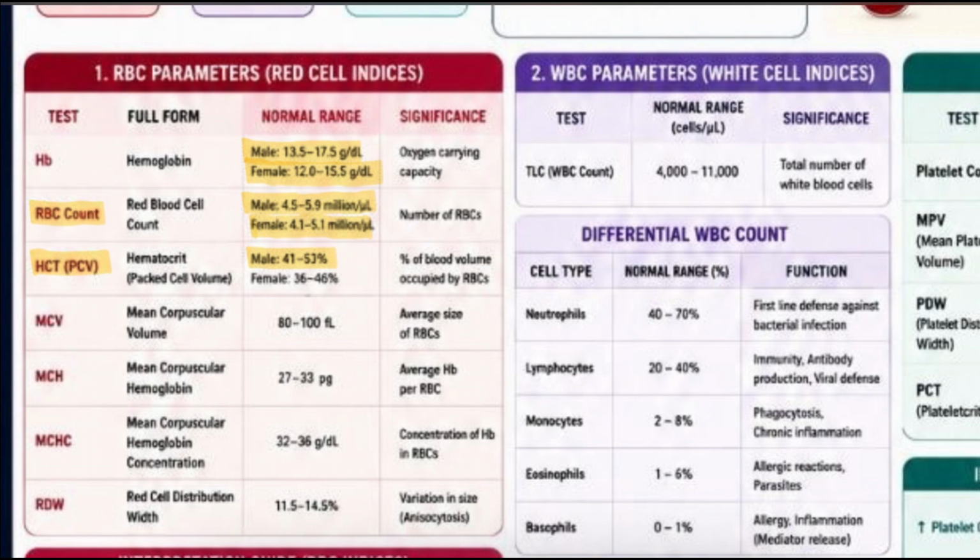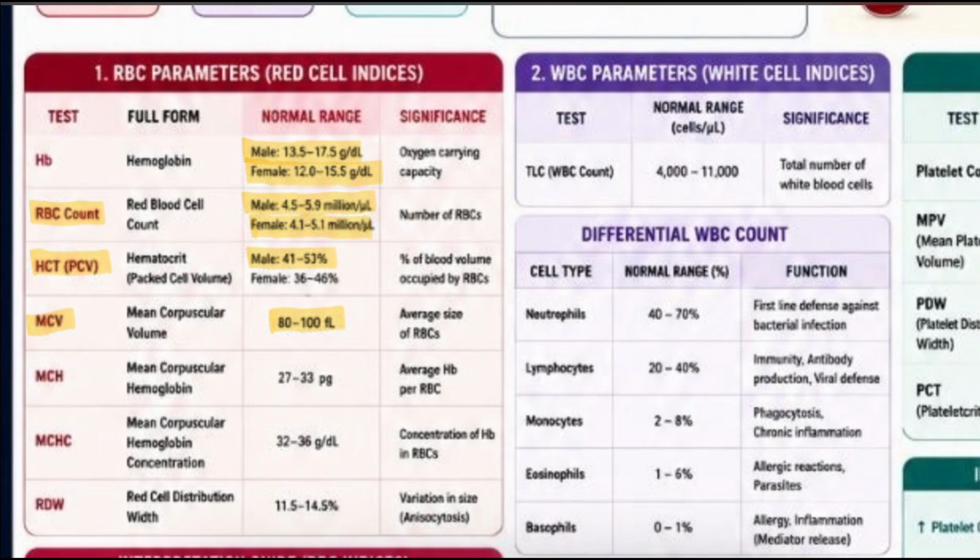So we can interpret it based on hematocrit: if it is reducing, we have to suspect anemia. If it is increasing, we have to suspect the patient has dehydration. Next one, mean corpuscular volume. This will tell us how big the red blood cells are. Normal red blood cells are 80 to 100.